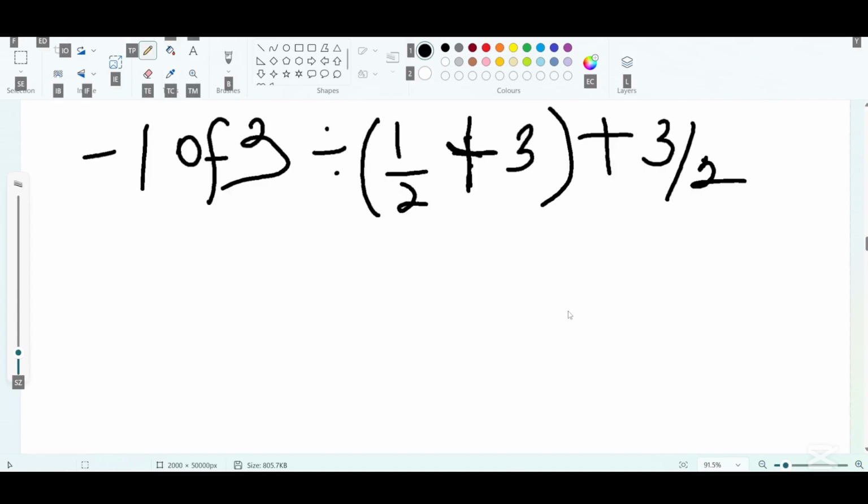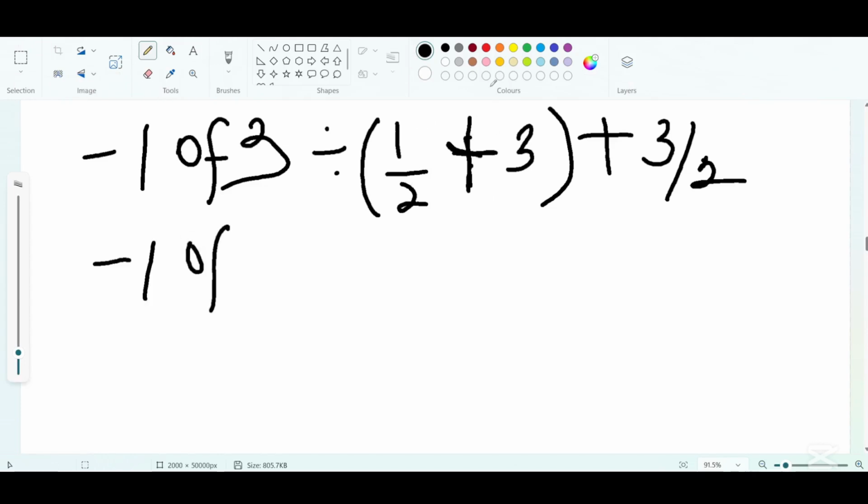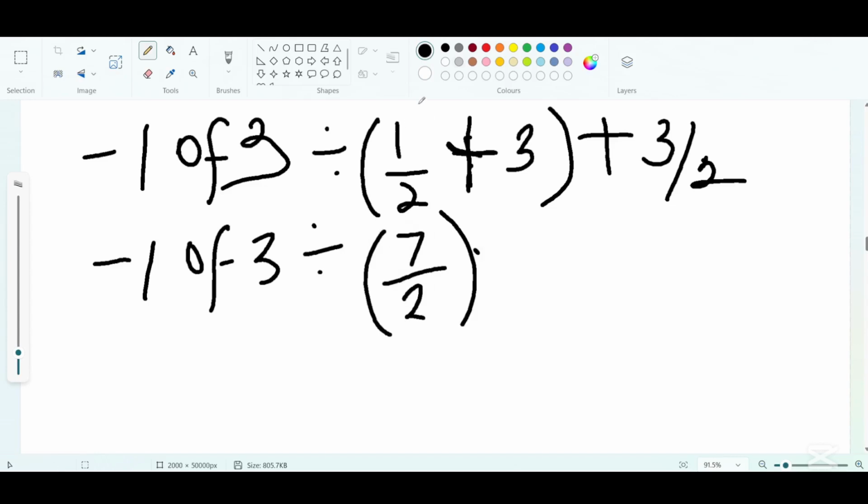Okay, looking at this example, we want to apply the BODMAS to this. So the first one we are going to deal with is the brackets, and inside the bracket is this expression. So what we do first is we resolve what is inside the brackets. Divided by 2 times 3 is 6 plus 1, 7. So this is going to be 7 all over 2, right? Plus 3 all over 2.